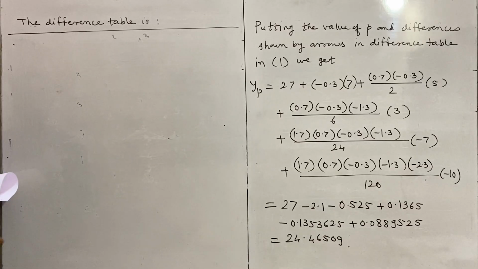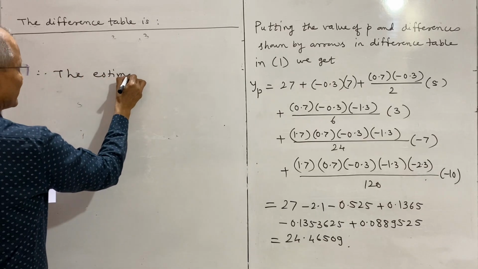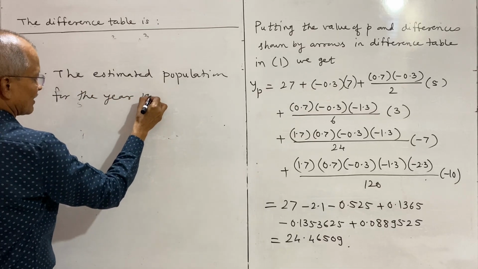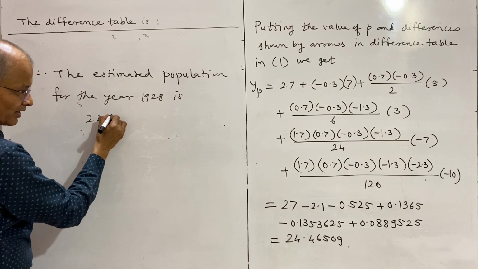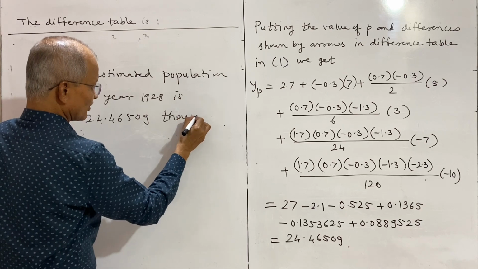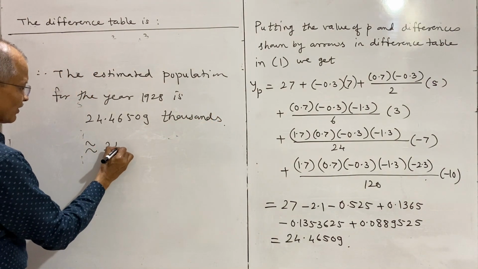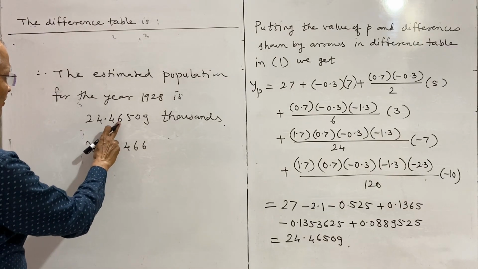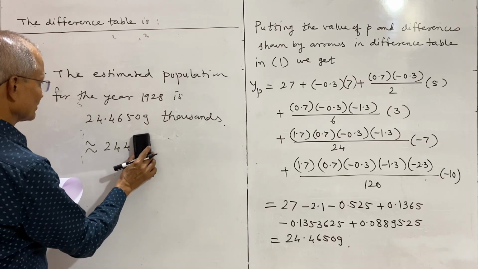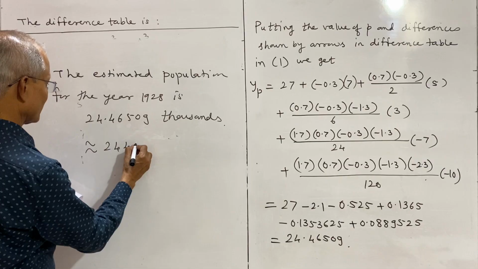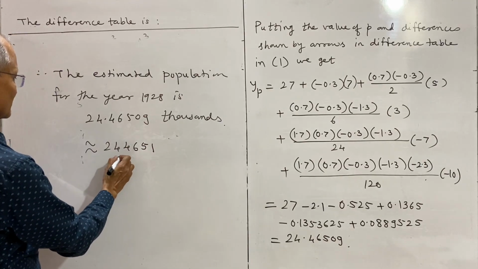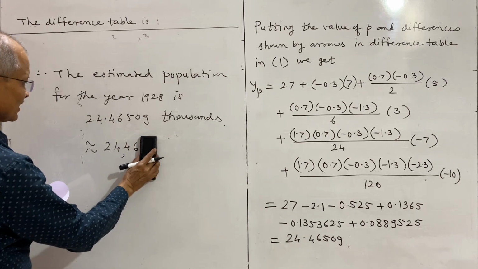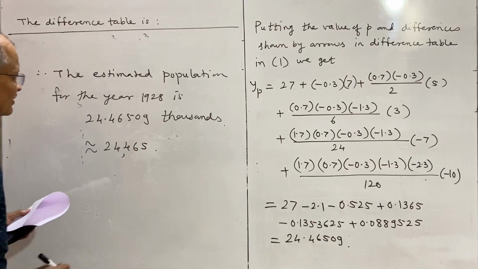So this is the population in thousands, and the answer is this: the estimated population for the year 1928 is 24.46509 thousands, because the y values we have considered are in thousands, or that is approximately 24,465. We should consider up to 5 decimal places, so in thousands, if you write it, it is up to 5. So this is the population for the year 1928.